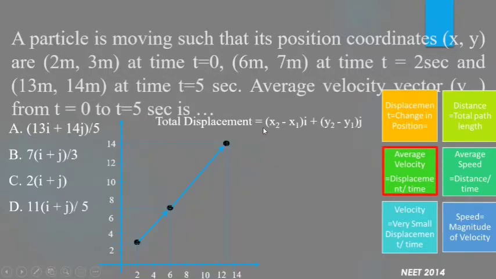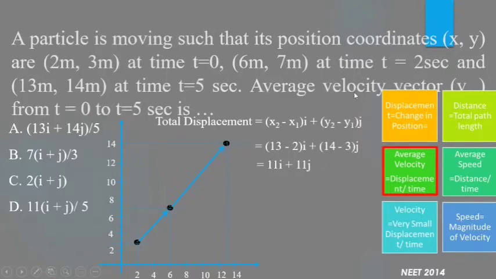So total displacement is x2 minus x1, that is x2 is 13 and x1 is 2. So 13 minus 2 i, and y2 is 14, y1 is 3. So 14 minus 3 j. It becomes 11i plus 11j. Here total displacement is this.